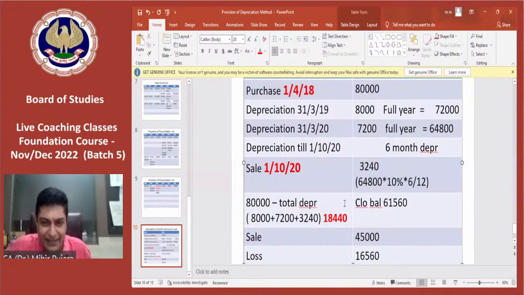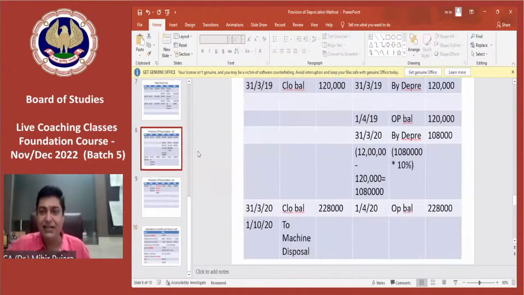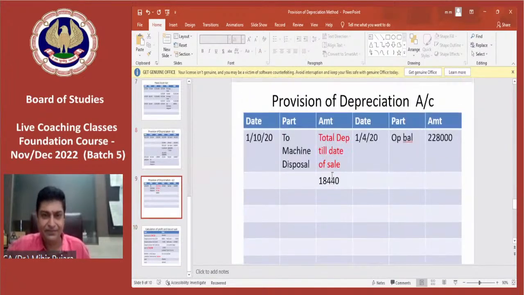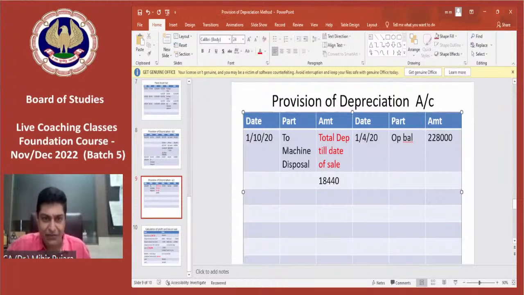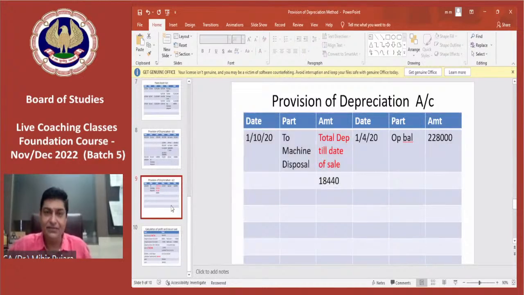Now see what we learned. This total depreciation will be reversed in POD. So I have reversed 18,440. This 18,440 will be reversed in the provision for depreciation account.